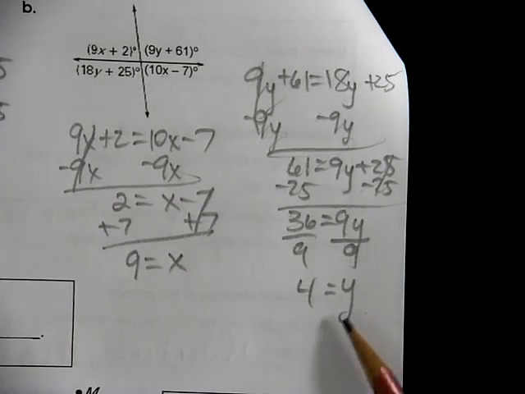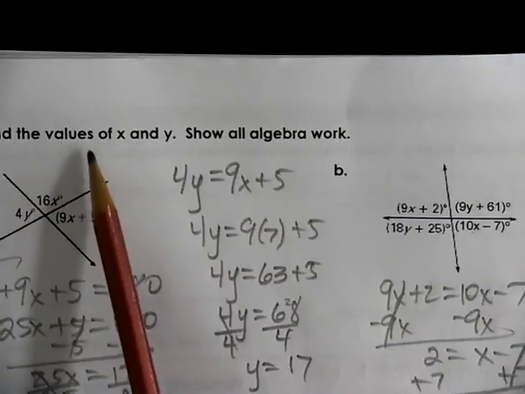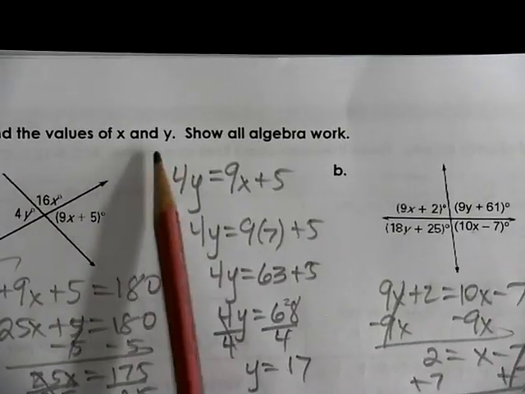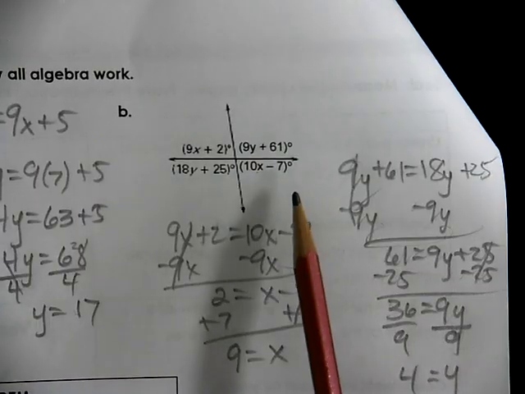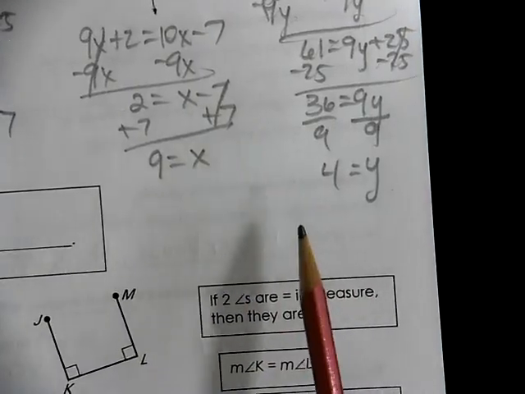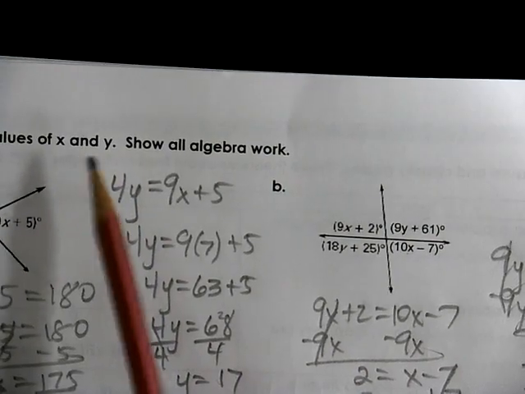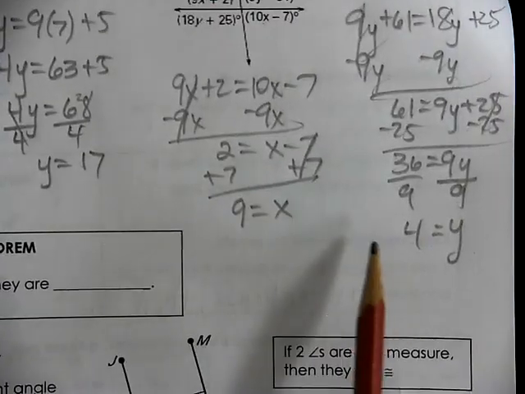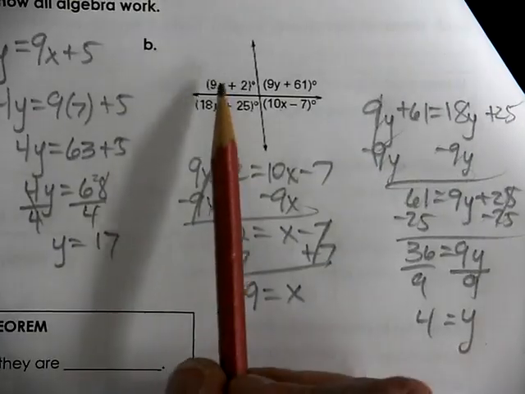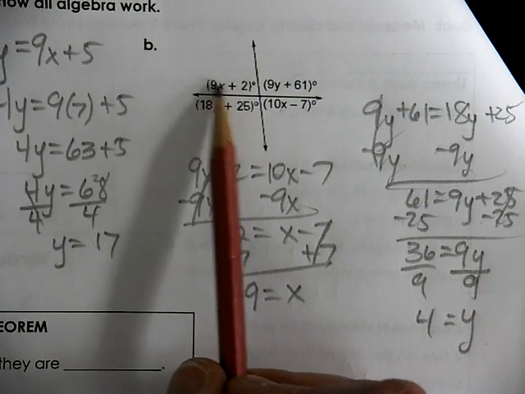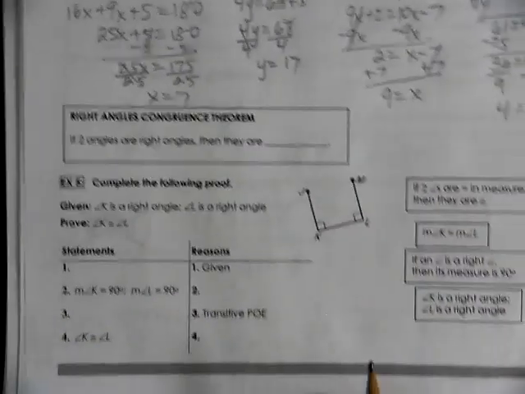So we have our x and y. The directions say solve for x and y. It doesn't say find the measure of the angle, so we don't have to take it any further. It often could say that, and you would have an extra step of plugging in your x, your 9 value, into the x term.